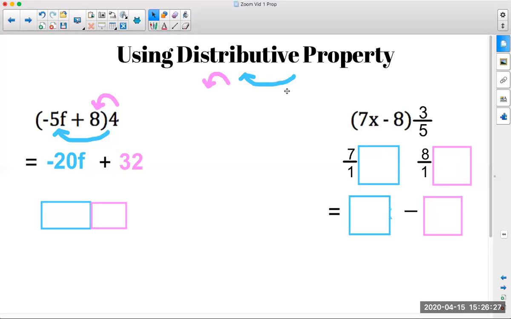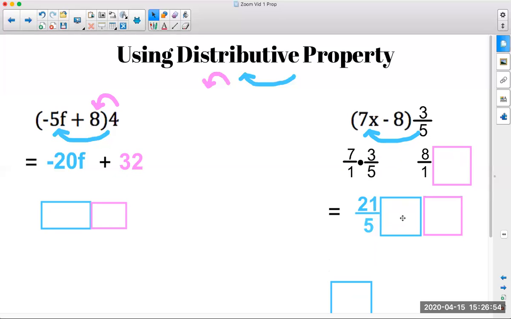So if we're going to do 3/5 times 7x, we'll do the 7 over 1, which is the equivalent value of 7, and multiply it by 3/5. All right, so 7 times 3 is 21. That's our numerator. Then 1 times 5 is 5. That's our denominator. So 21/5. And because this is the piece of the group that was being multiplied with x, once we multiply the values, we place an x behind it. So 3/5 times 7x is 21/5 x.